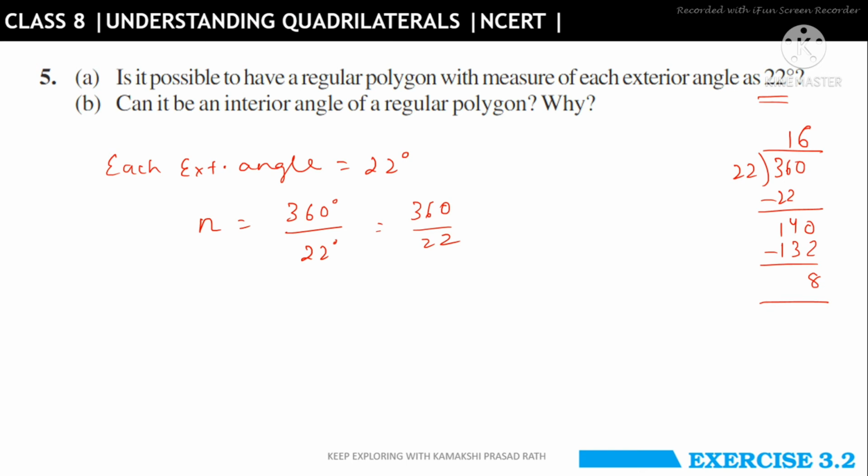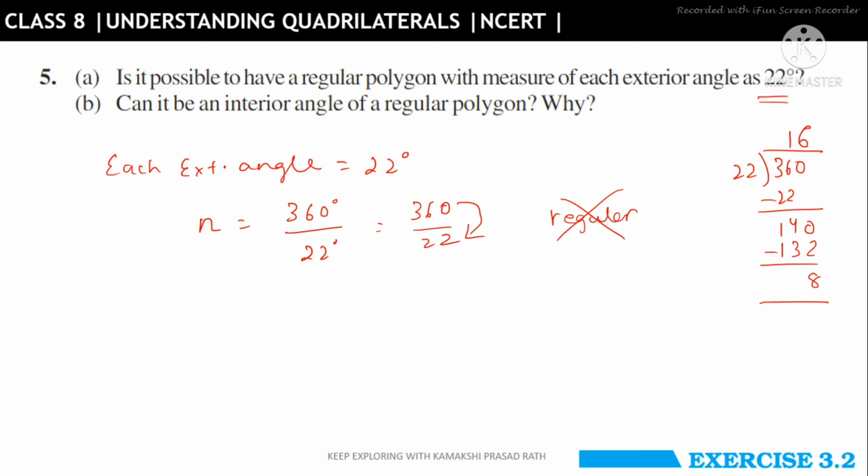Now here it is clearly seen that 360 is not divisible by 22. Hence we don't get a complete whole number. We will never get a whole number, we will get a fraction. And the number of sides cannot be a fraction, it has to be always a whole number. So we are not able to divide 360 by 22 degrees. So it is not at all a regular polygon. It is not a regular polygon.